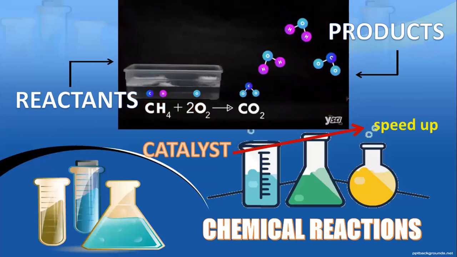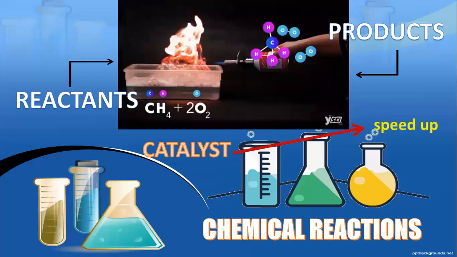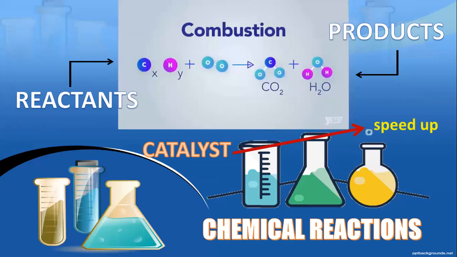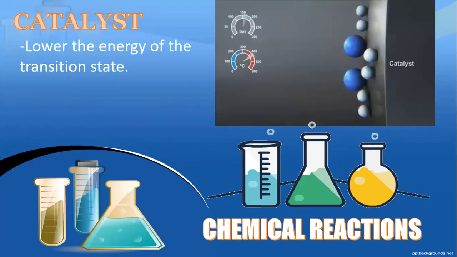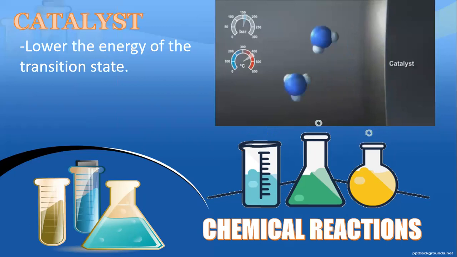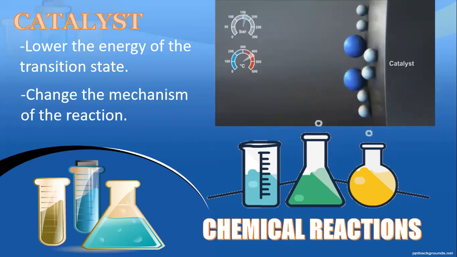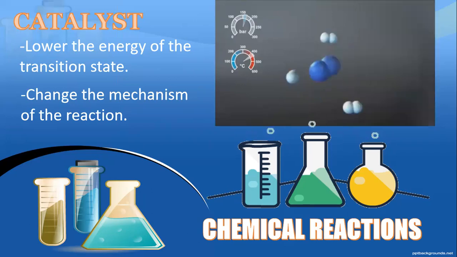A catalyst is a substance that can be added to a reaction to increase the reaction rate without getting consumed in the process. They usually work by lowering the energy of the transition state, thus lowering the activation energy, and/or changing the mechanism of the reaction. This also changes the nature or energy of the transition state.